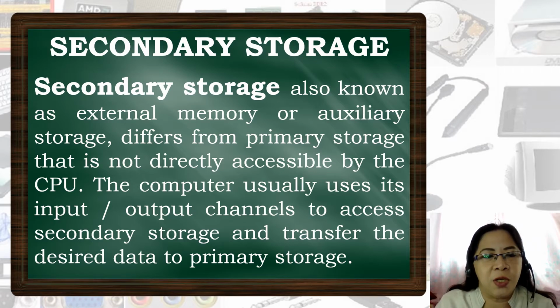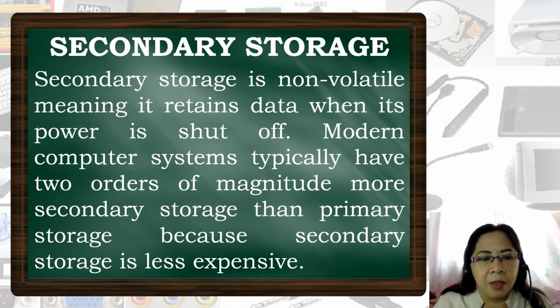Secondary storage, also known as external memory or auxiliary storage, differs from primary storage in that it is not directly accessible by the CPU. The computer usually uses its input-output channels to access secondary storage and transfer the desired data to primary storage. Secondary storage is non-volatile, meaning it retains data when its power is shut off. Modern computer systems typically have two orders of magnitude more secondary storage than primary storage because secondary storage is less expensive.